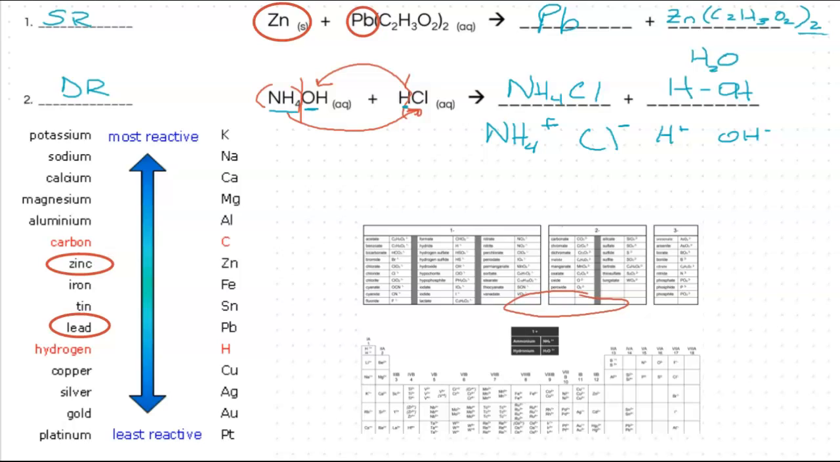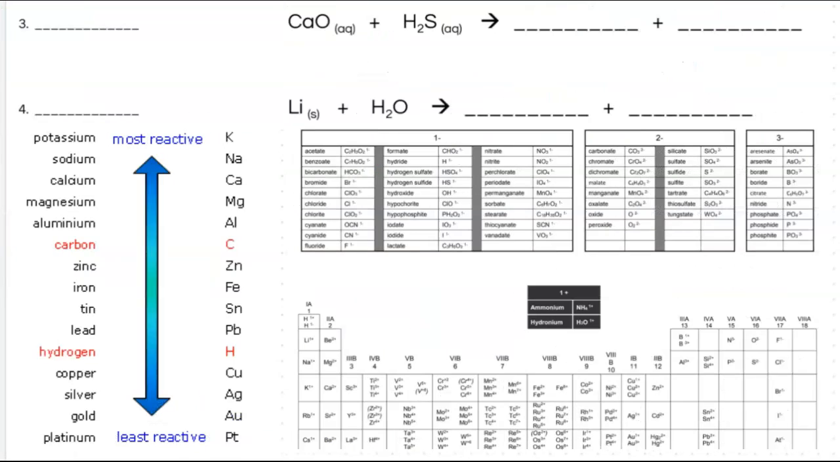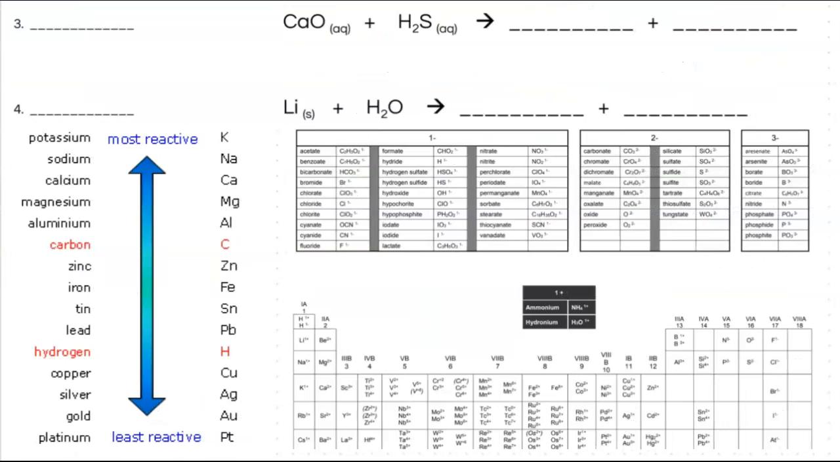That's the first two practice problems. Okay. Moving on to numbers 3 and 4. When I look at my reaction for number 3, I have two ionic compounds. Ionic compounds are metal plus nonmetal. And I have hydrogen and a nonmetal. So this is a double replacement.